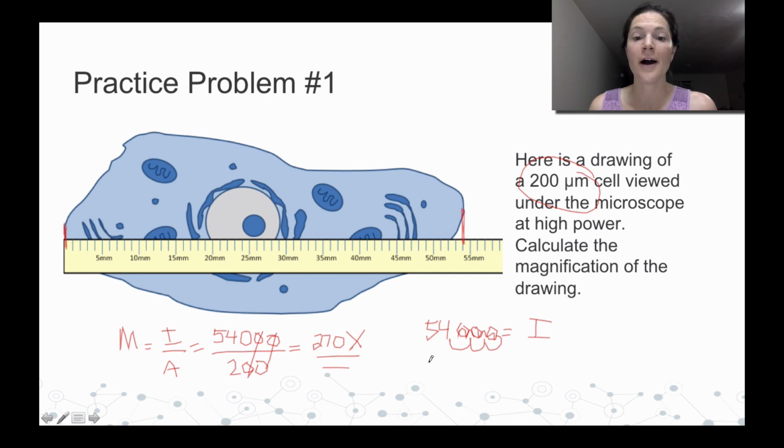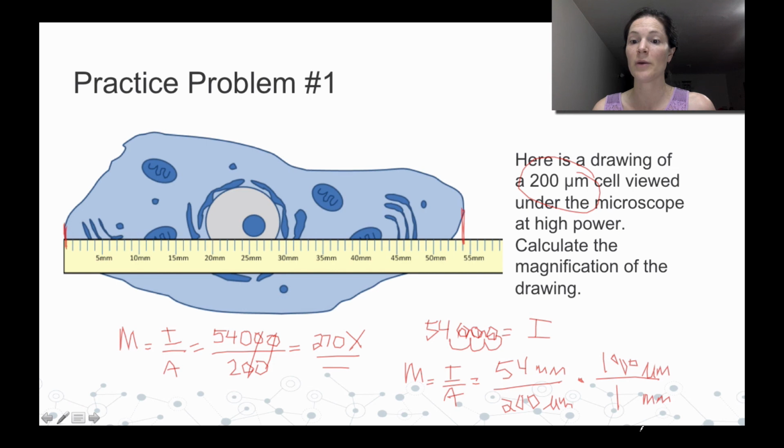We use that as times magnification, so the magnification is 270. The other way, if you think you're going to mess these up, you could say 54 millimeters divided by 200 micrometers. You can multiply by that conversion factor. So you can say, I want to cancel out micrometers, I want to cancel out millimeters, and then you say, I know that it's 1,000 micrometers to 1 millimeter, and you're going to end up getting the same thing. These millimeters cancel, these micrometers cancel, so you get the exact same thing.